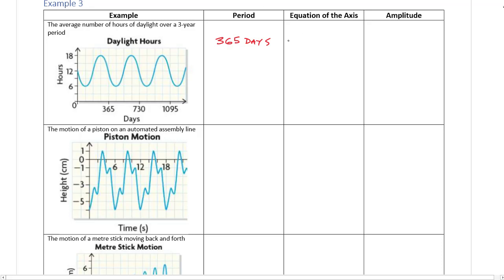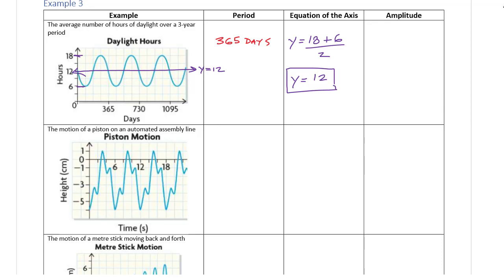All right, the equation of the axis. Let's just use y here. The axis is the middle. So how do we do that? We just add the peak and the trough. They're saying a peak of 18 hours, a trough of 6 hours, and you divide it by 2. So 18 plus 6 would be 24 divided by 2. It'd be 12. Remember, this is a horizontal line. So this would be the middle right here. This would be the line y equals 12 if we were going to label our graph.